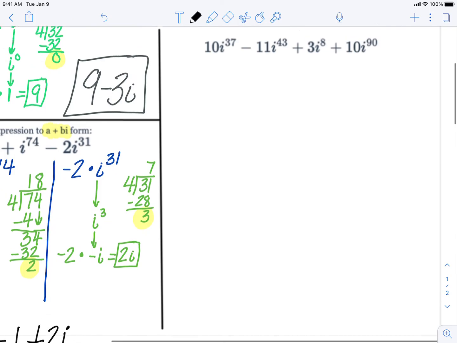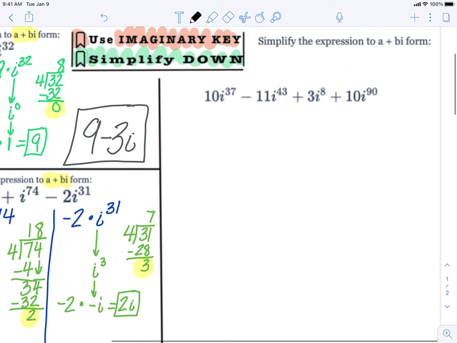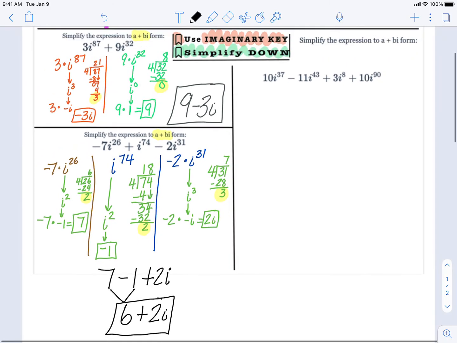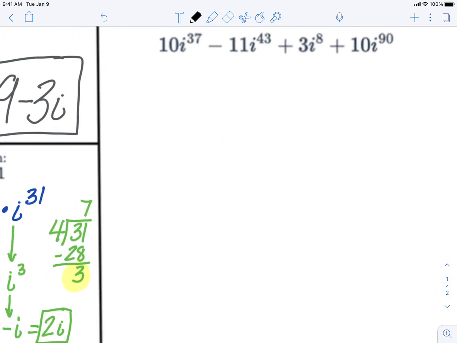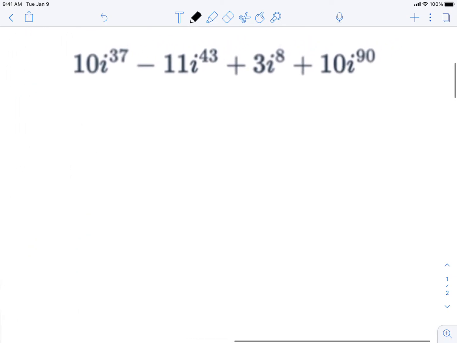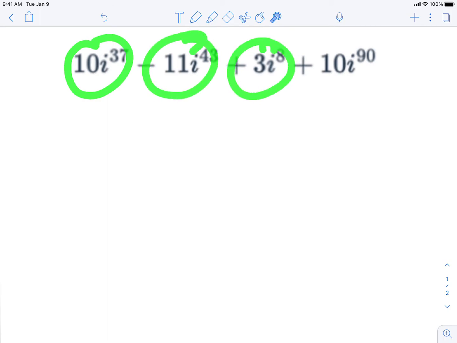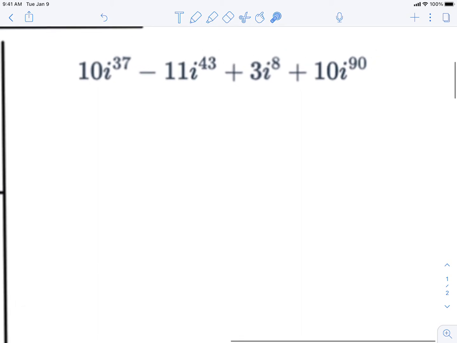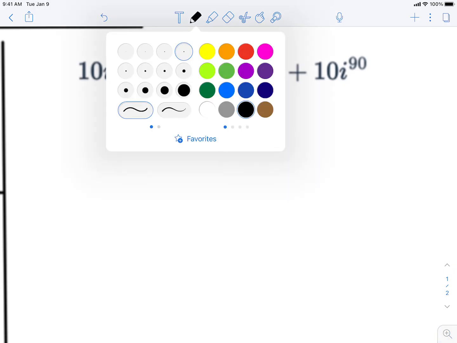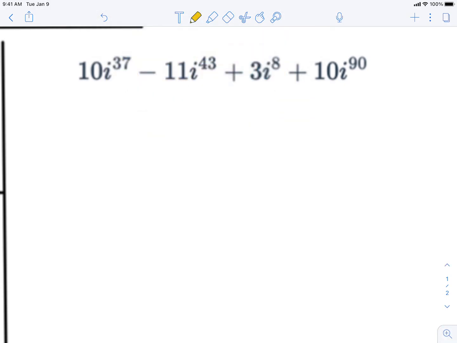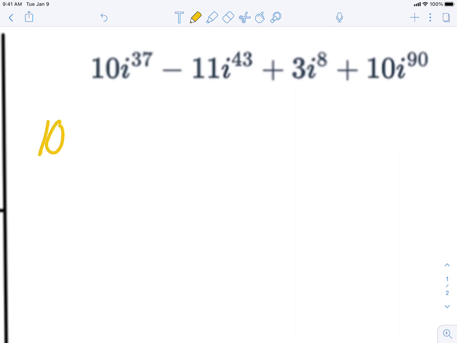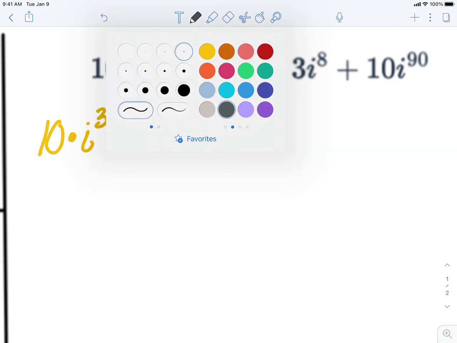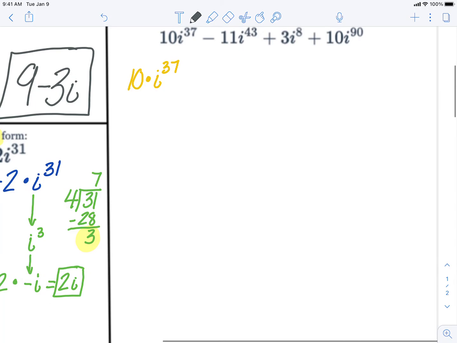Finally, one last beast here. Look at this. Actually, you know what? We're going to stop here. No, never mind. Let's take on the challenge here. So we have 4 terms now here. Look at this. 1, 2, 3, 4. 4 terms. So let's do this in order. Let's use these colors now. So I'm going to say 10 times i to the power of 37. And I'm going to separate.